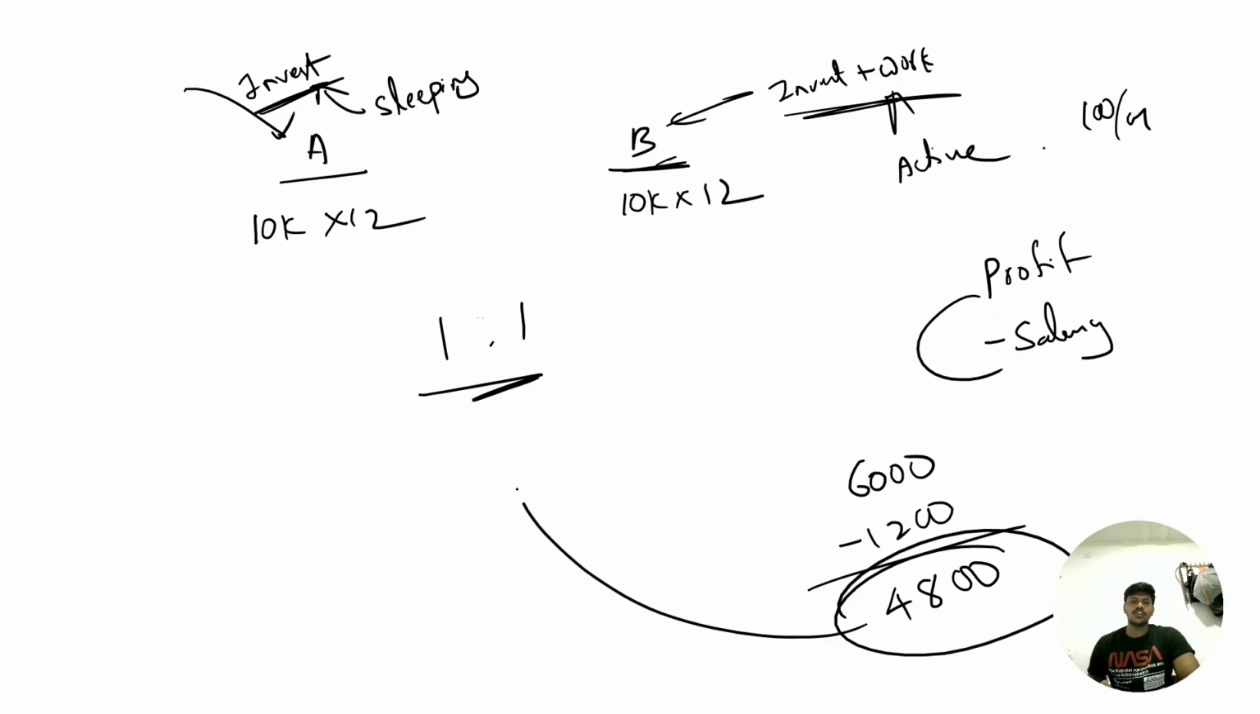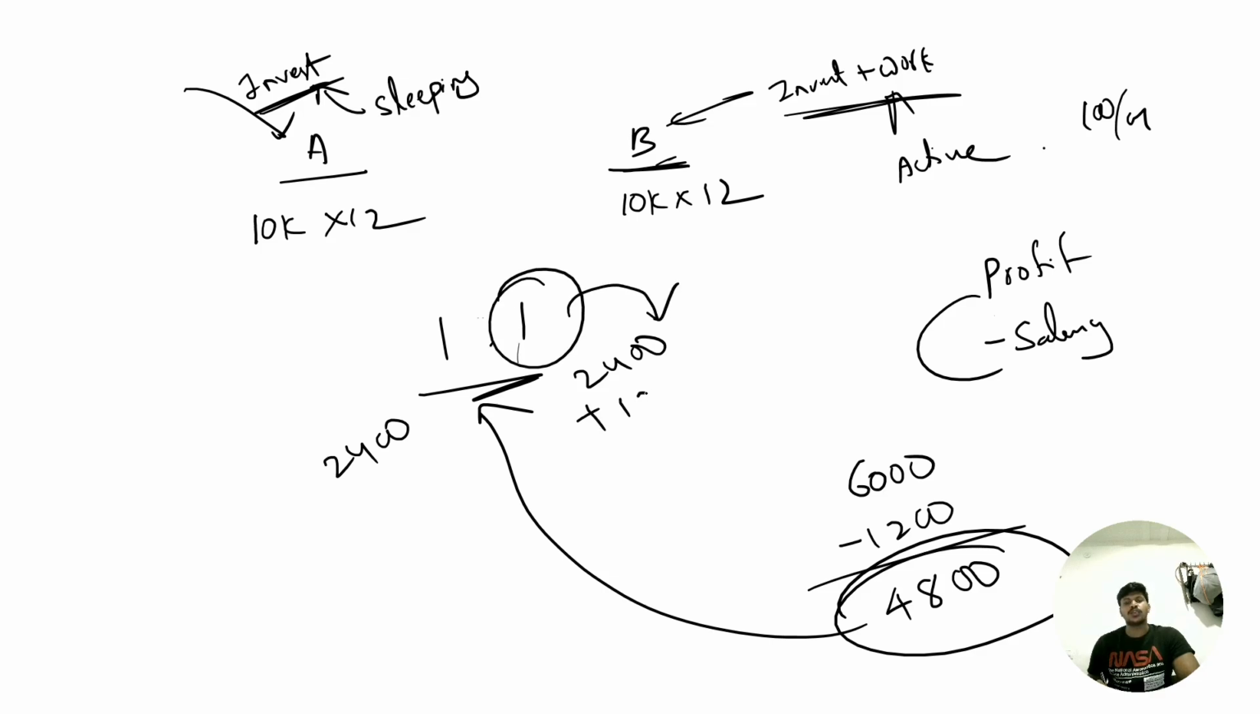The remaining amount you have to give in this ratio. Like this guy you are going to give 2,400 and this guy 2,400. So for B you are going to give 2,400 plus 1,200 salary. For A you are just going to give 2,400. So first subtract the salary, then divide the remaining profit according to the ratio given there. I hope till now it is clear.